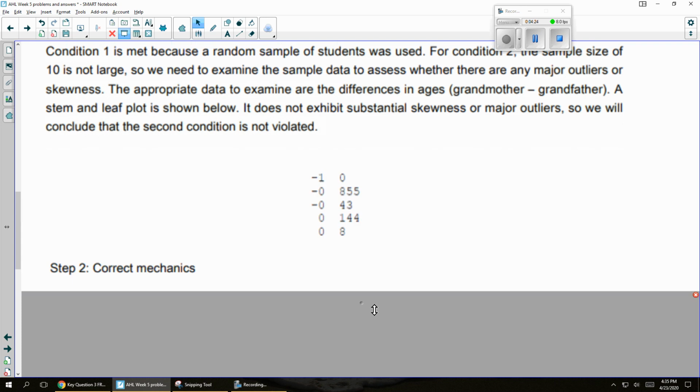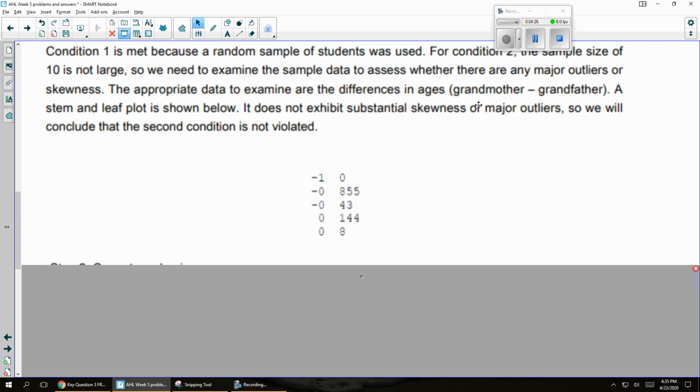And so here is the stem and leaf plot. We do not see any major outliers or big wacky skewness. So I'll conclude the second condition is not violated.